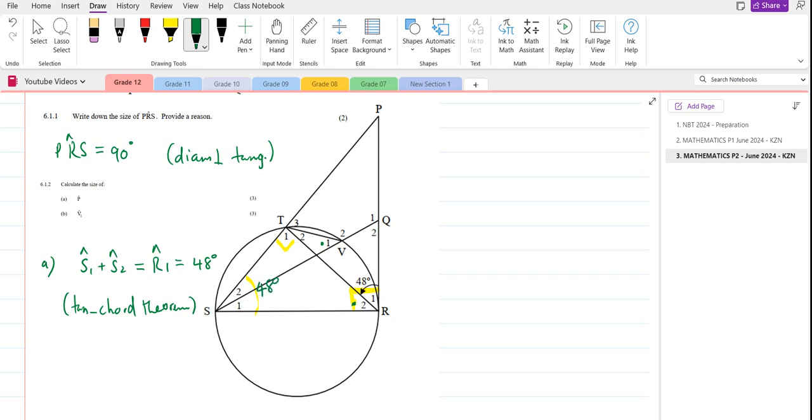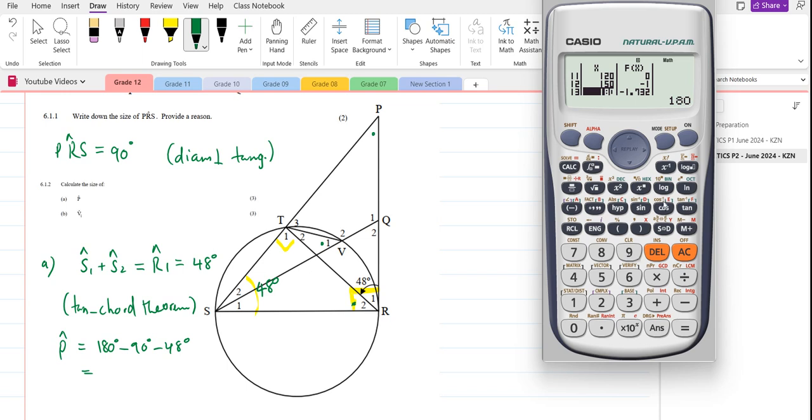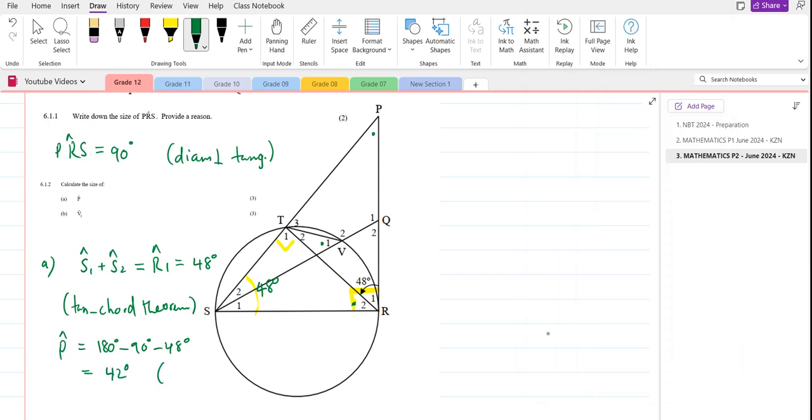Now because we have 48 and we have 90, we can find angle P. So angle P is equal to 180 minus 90 minus 48. So that's just basically 90 minus 48. What's 90 minus 48? That's going to give me 42 degrees. And the reason for this is sum of angles of triangle PSR. Right, so I gave it with reasons.